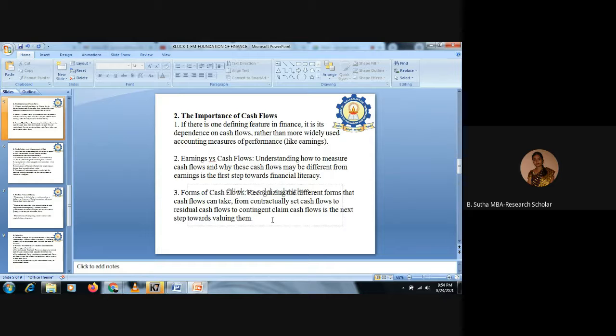If you are an investor, there can be contingent cash flows. What are contingent cash flows? Cash flows that happen only if something else happens, if an event occurs. Understanding those different cash flows is useful. And valuing those cash flows then comes to the concept of risk.